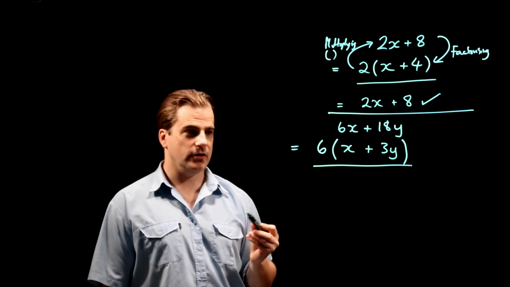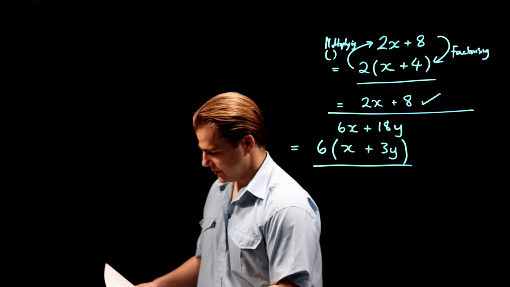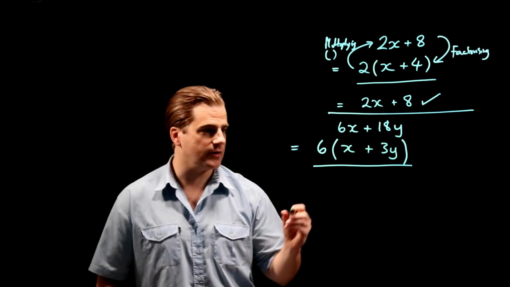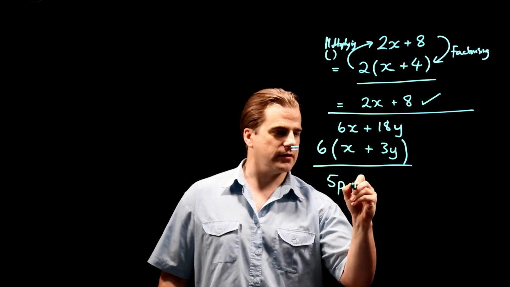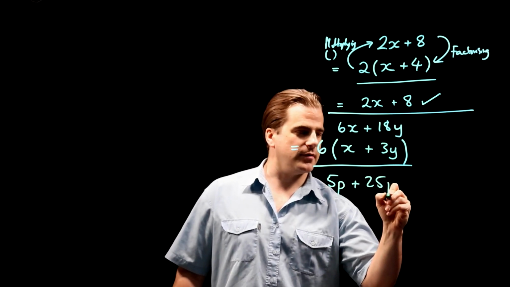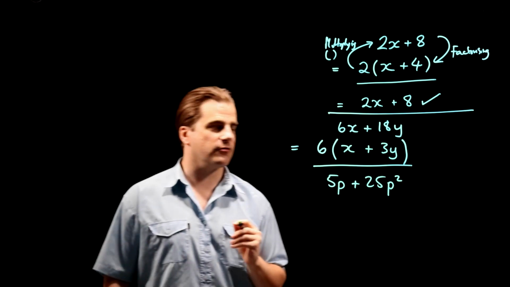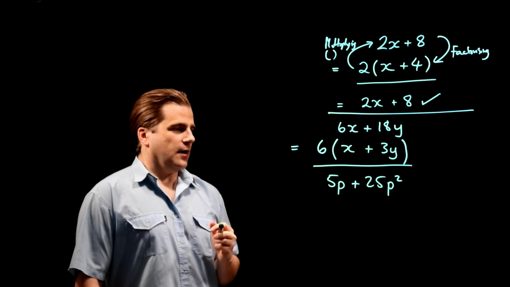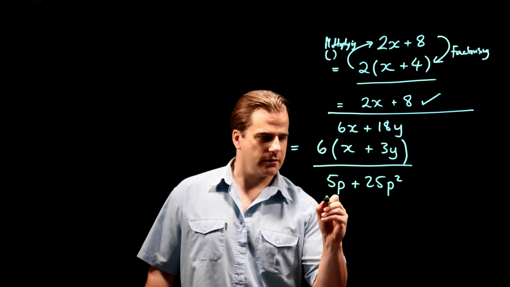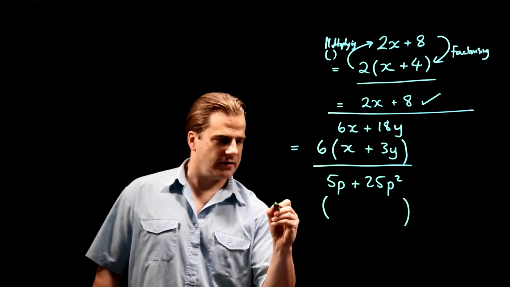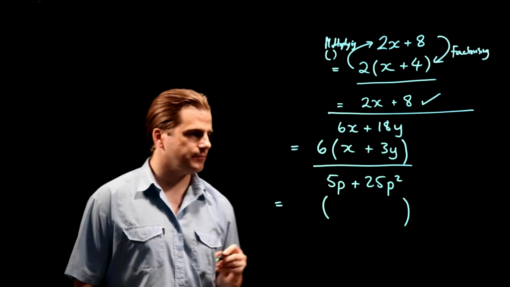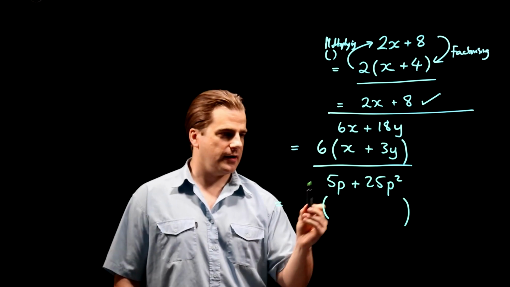Good. Let's do another example. Let's do 5p plus 25p squared. Factorise that. Okay. Write down the brackets. Write an equal sign with plenty of space. And now we can start.